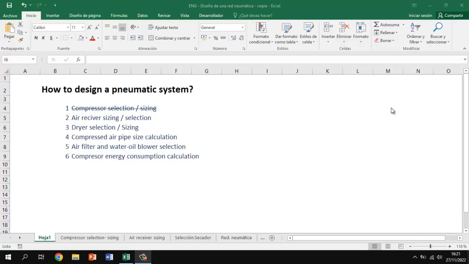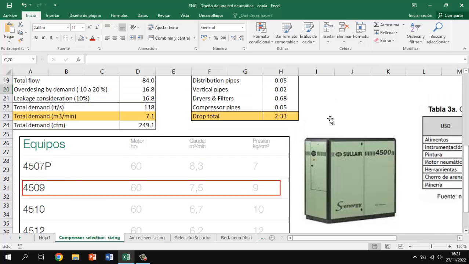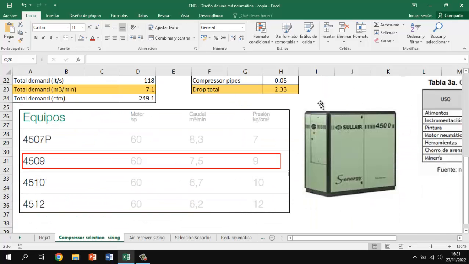Today we are gonna continue with how to design your pneumatic system. The topic of today is the air receiver sizing or selection. We are gonna do a calculation to do it. A short description about the last video: we selected our compressor, that was a Schleer class 45. So if you wanna know how to select your compressor, just see the last video.